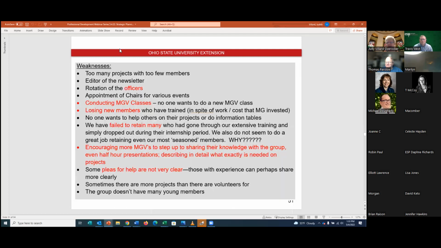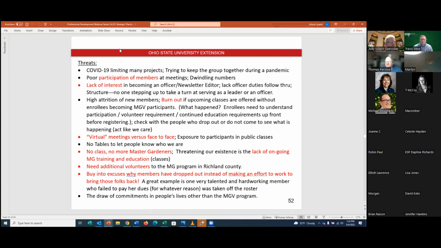And we look at the weaknesses. Then we're talking about officers and conducting classes, and we're losing members, and we fail to retain many of our previous members. And so we want them to share knowledge. And so now we know what our mission, vision, values are. How do we use these things that people said to move them forward? And there's the threats. Same kind of thing. I was pulling things out.